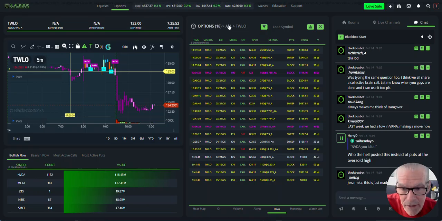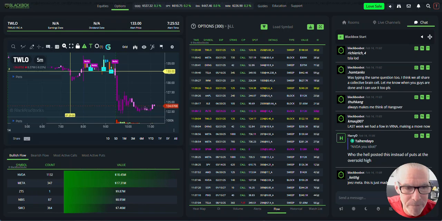Okay, I didn't know that until I looked at this call flow. I knew about the earnings. I knew that it got knocked back, but I didn't know that there was so much interest, and a pretty good size here too. So much interest in seeing Twilio come back up again. So keep an eye on that.